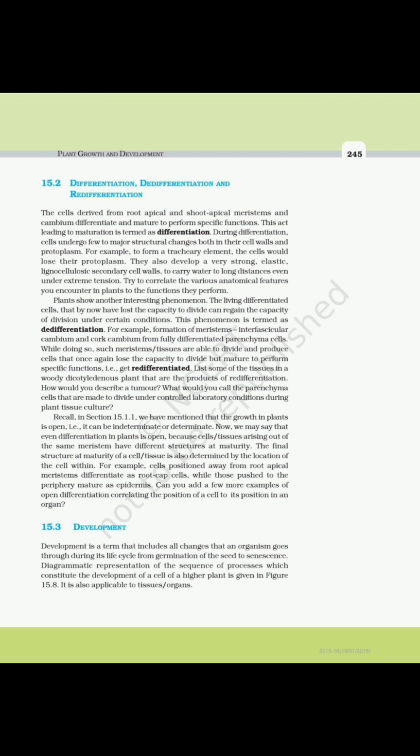Plants show another interesting phenomenon. The living differentiated cells that by now have lost the capacity to divide can regain the capacity of division under certain conditions. This phenomenon is termed as dedifferentiation. For example, formation of meristems, interfascicular cambium and cork cambium from fully differentiated parenchyma cells. While doing so, such meristematic tissues are able to divide and produce cells that once again lose the capacity to divide but mature to perform specific functions, i.e., get redifferentiated.